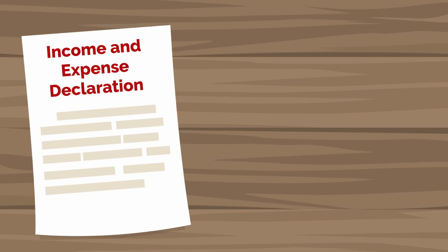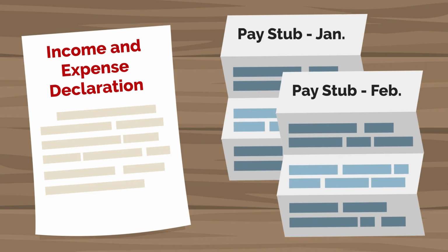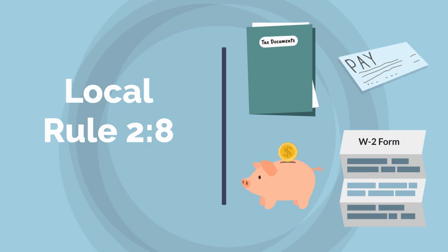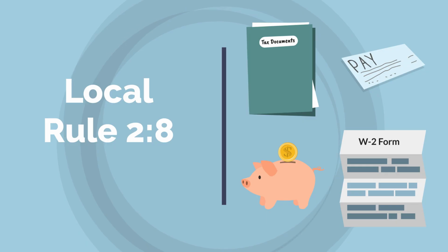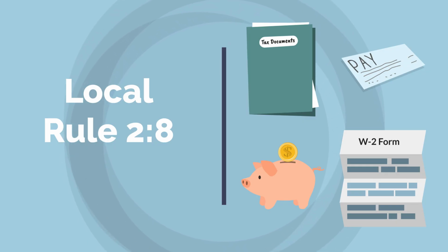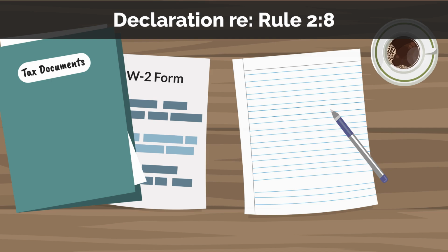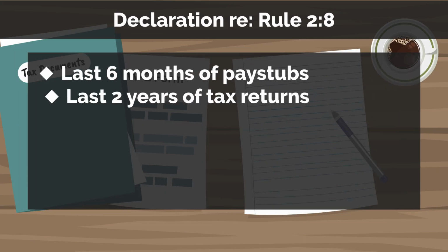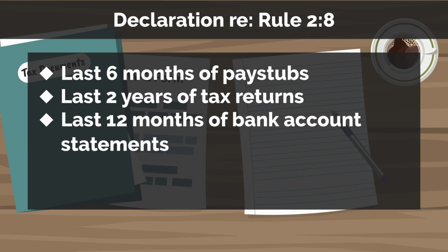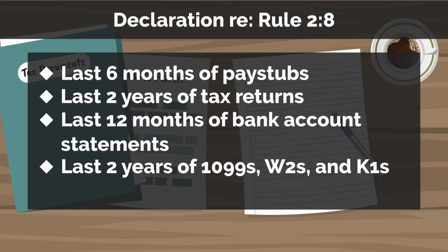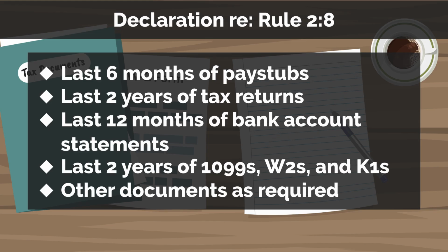When you file this form with the court and serve it on the other party, you will also need to attach your last 2 months of pay stubs. Rule 2.8 of the San Luis Obispo County Family Law Policies and Procedures Manual also requires that you exchange additional financial documents with the other party and file a declaration with the court that lists the documents that were exchanged. You will need to provide the other party with a copy of the following documents: your last 6 months of pay stubs, last 2 years of tax returns, last 12 months of bank account statements, last 2 years of 1099s, W-2s, and K-1s, and other documents as required by the policy.